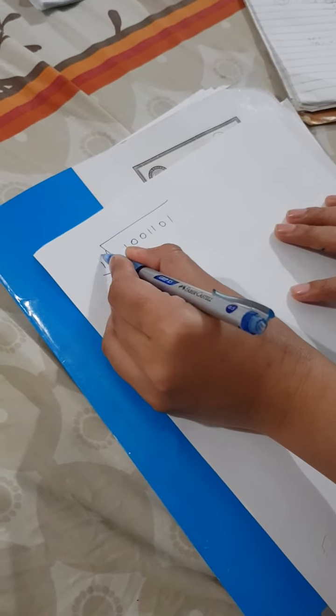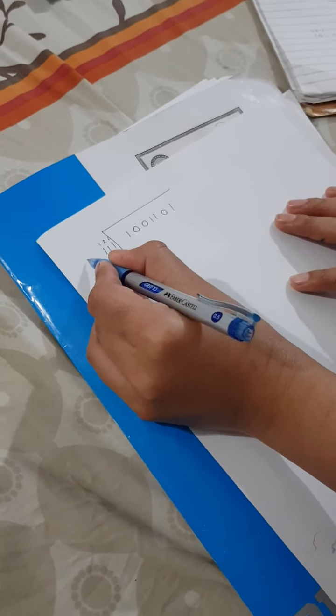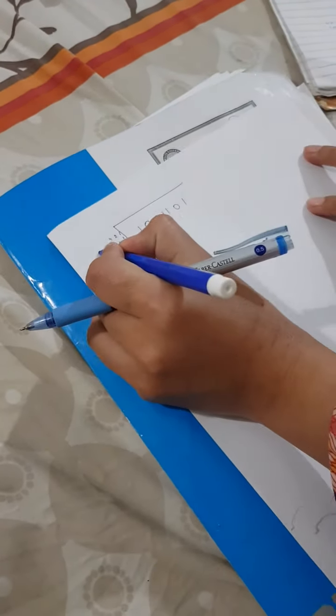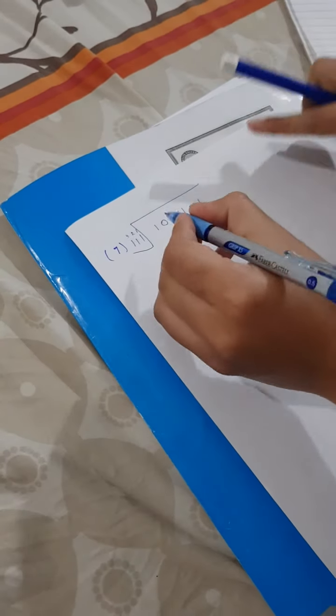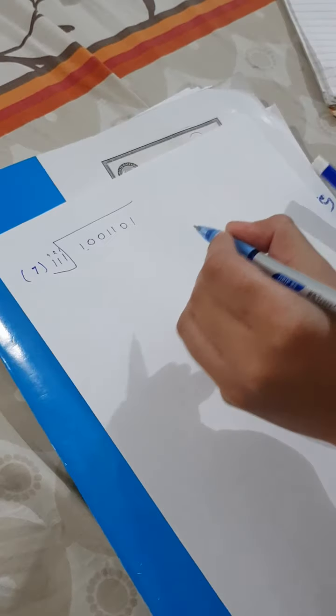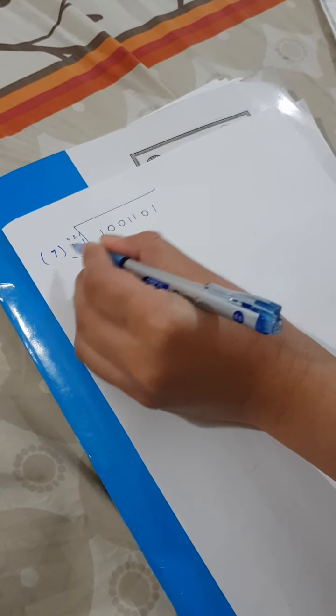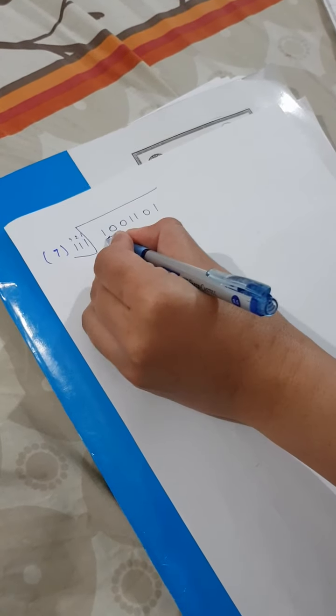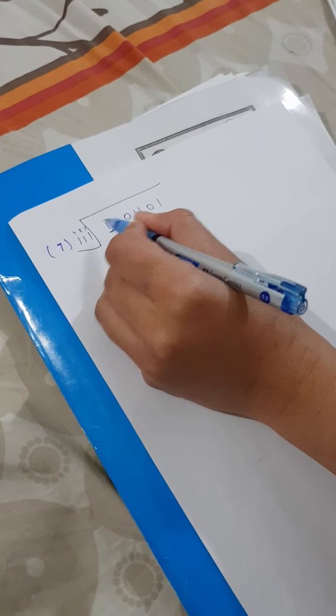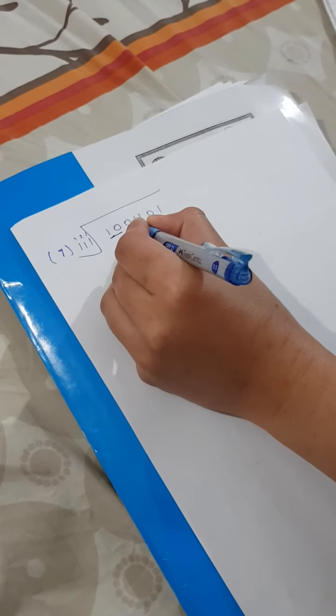Okay, 1 1 1 is 1 2 4, 4 plus 2 plus 1, 7. So this number is 7. Alright, now we need to divide it with this number. The first bit is 1. 1 is less than 7, so we cannot divide. 1 0 mein it becomes 2. 2 is less than 7, we cannot divide.